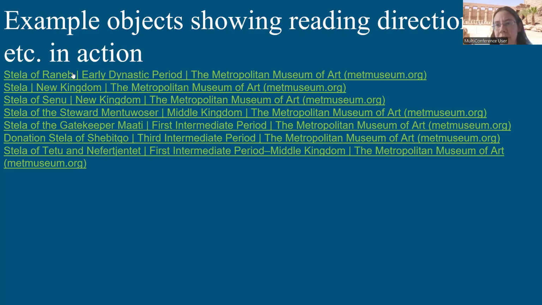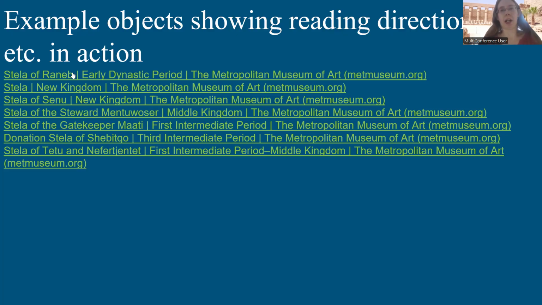Sorry, I think my computer is about to go low on battery, so I'm just going to move and plug it in. There we go. So I apologize for the slight glare. I did have to move position.